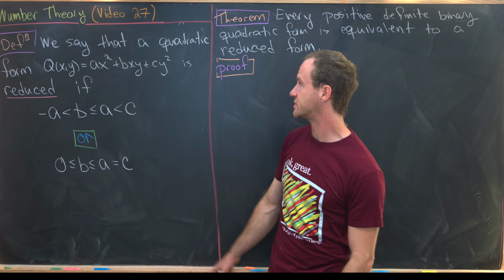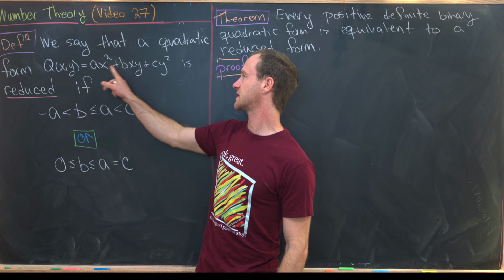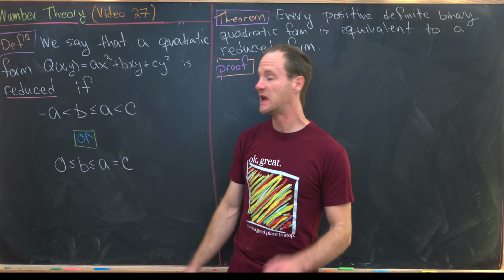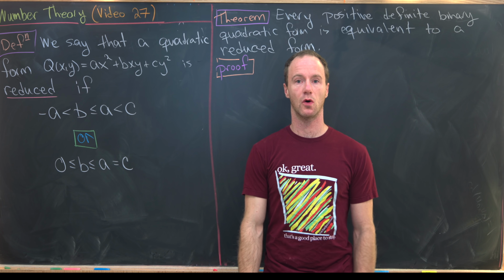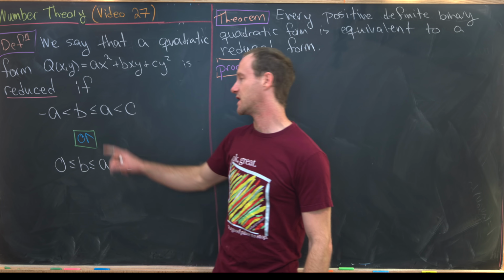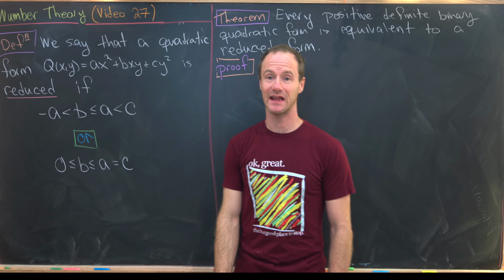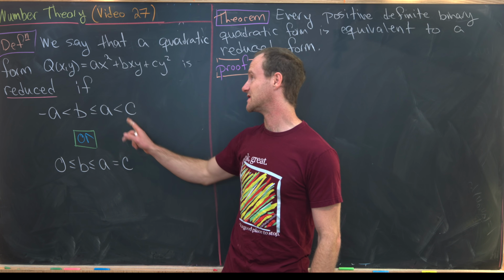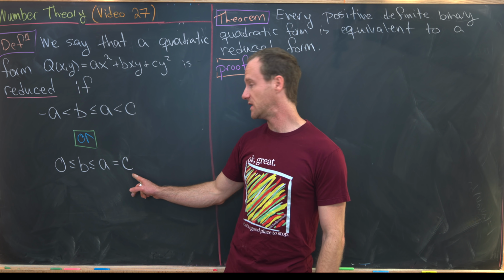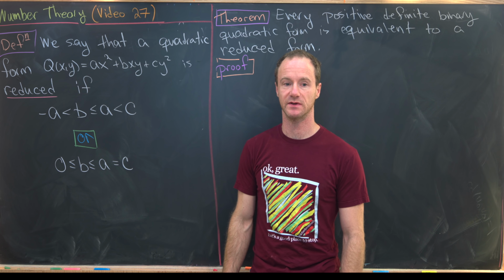So now for a new definition, we say that a quadratic form Q of x, y, which is ax squared plus bxy plus cy squared, is reduced if one of these conditions holds. So we've got b is between negative a and positive a. That can include positive a, but not negative a. And then a is less than c. Or a is equal to c, and b is between 0 and a. So those are our possibilities.